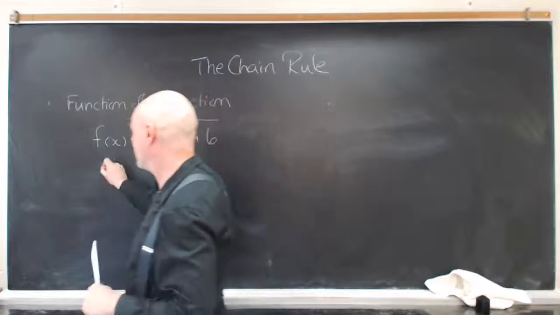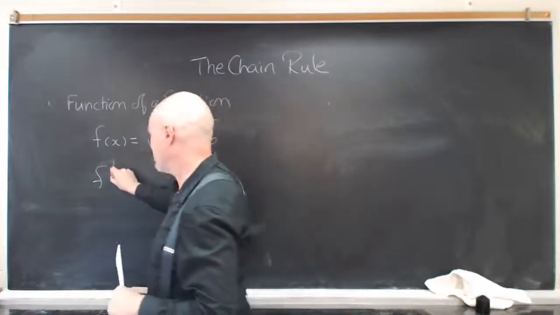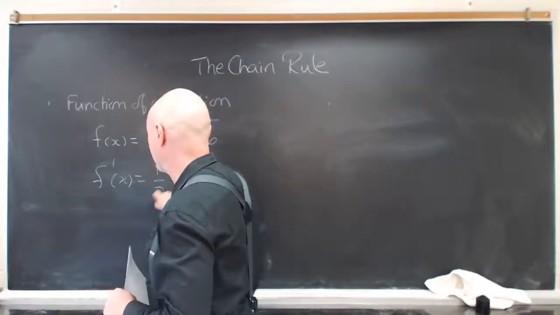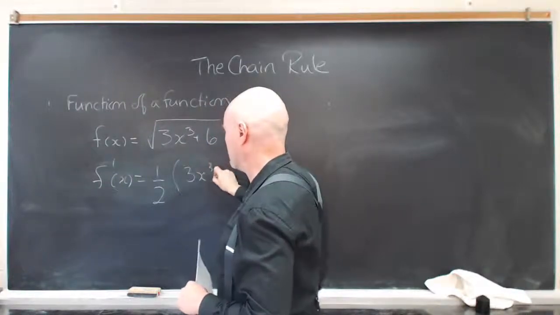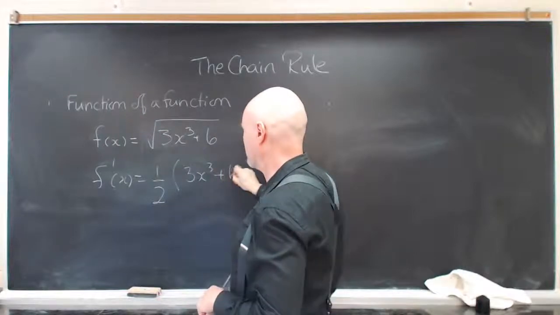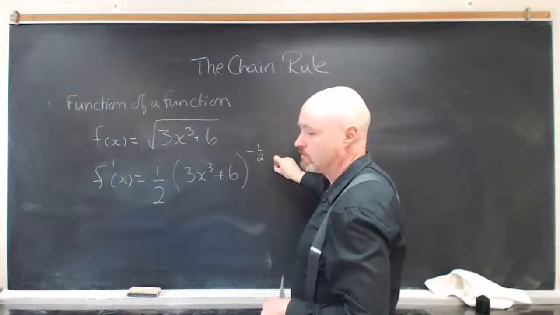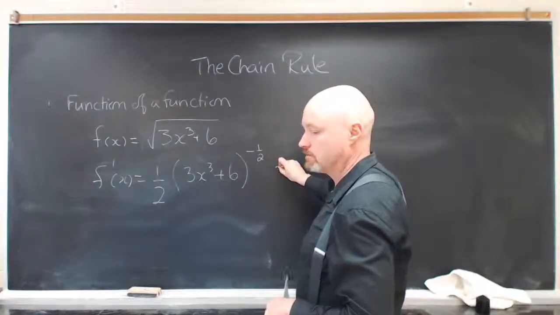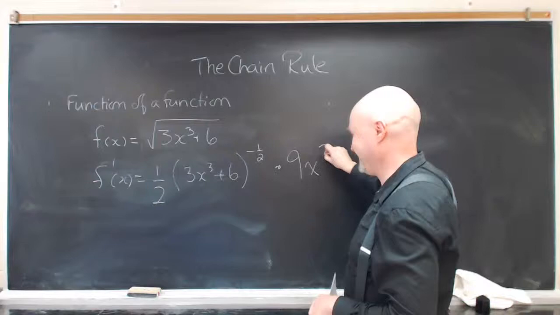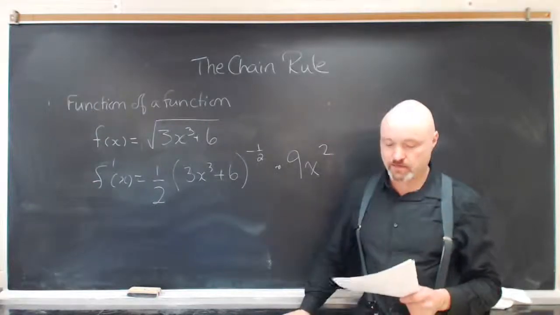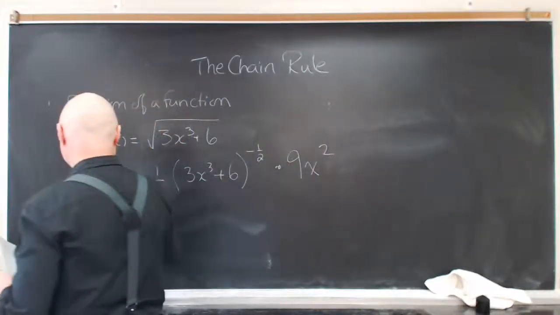So this is actually 1/2 times 3x cubed plus 6 to the exponent negative 1/2 times 9x. Correct. And what is the slope at the point where x equals 1?